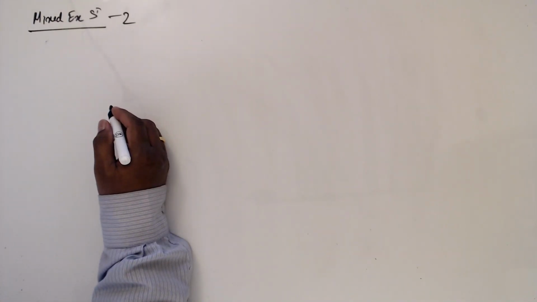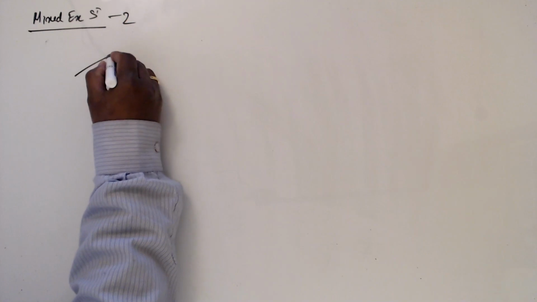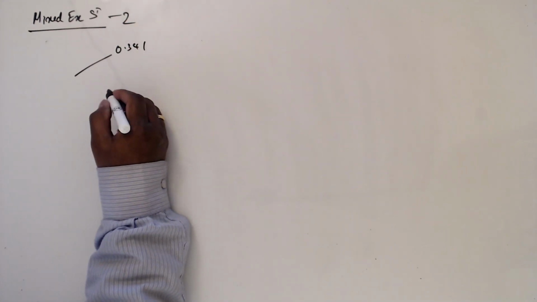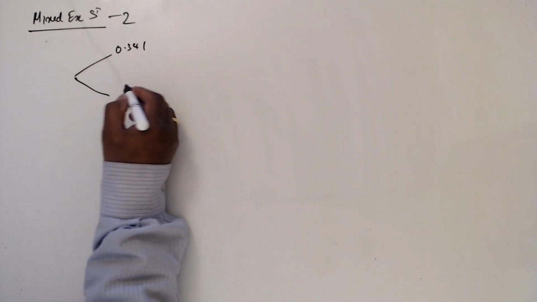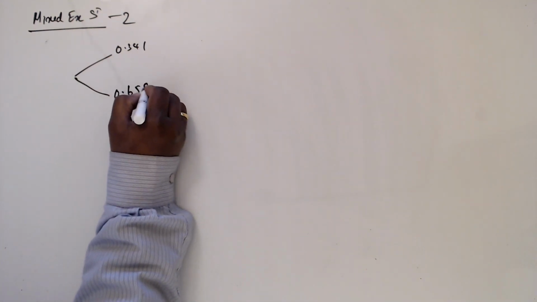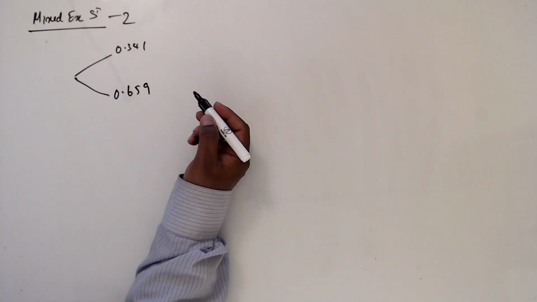Part 2. The basketball player has a batting average of 0.341. So basically 0.341, and non-hitting 0.659. The addition is 1. The first question: she makes 3 hits.